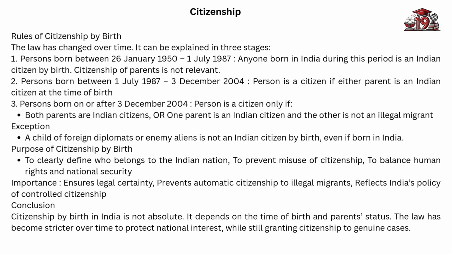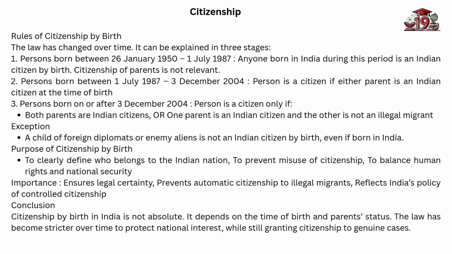Rules of citizenship by birth. The law has changed over time. It can be explained in 3 stages. Persons born between the 26th of January, 1950 to the 1st of July, 1987: anyone born in India during this period is an Indian citizen by birth. Citizenship of parents is not relevant.